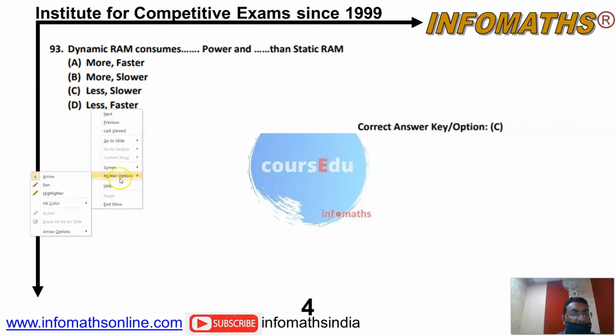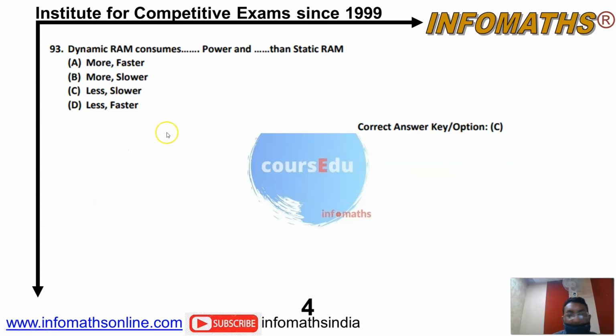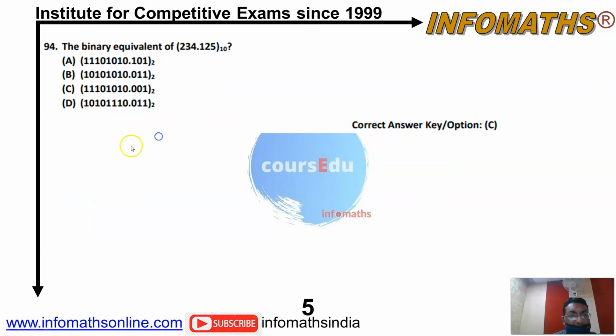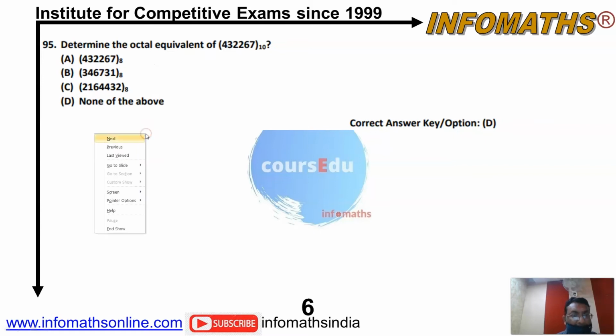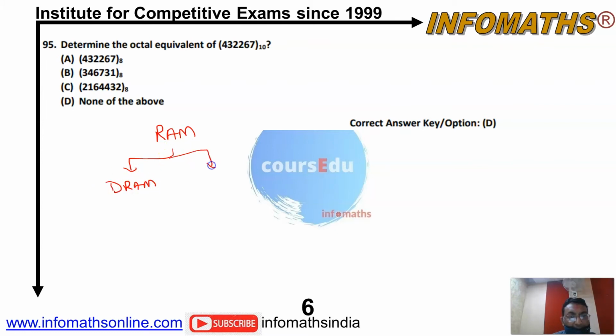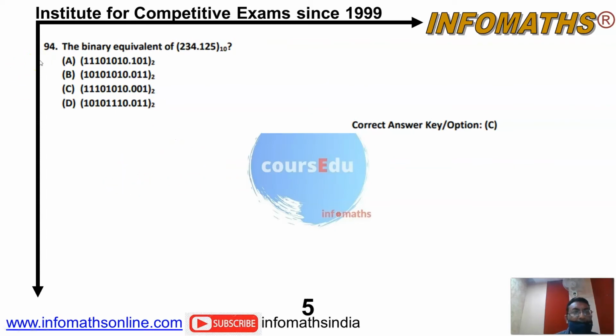Here's the third question, again based on dynamic RAM. Again, an important question that we study in our institute. When we study memory, we divide RAM into two types. One is called dynamic RAM. Second is called static RAM. There are so many differences between these two. So one difference is asked in the question.